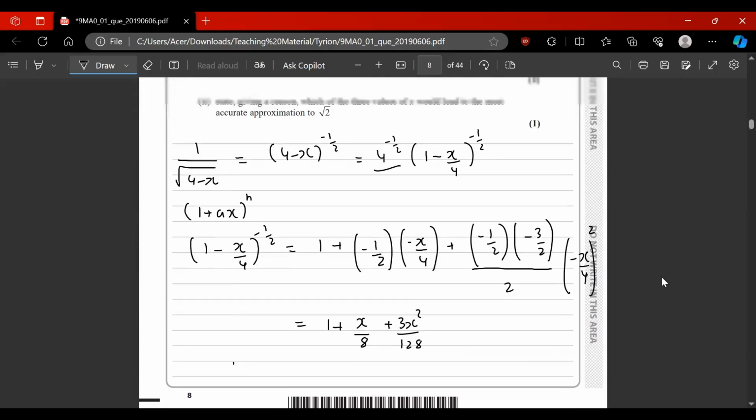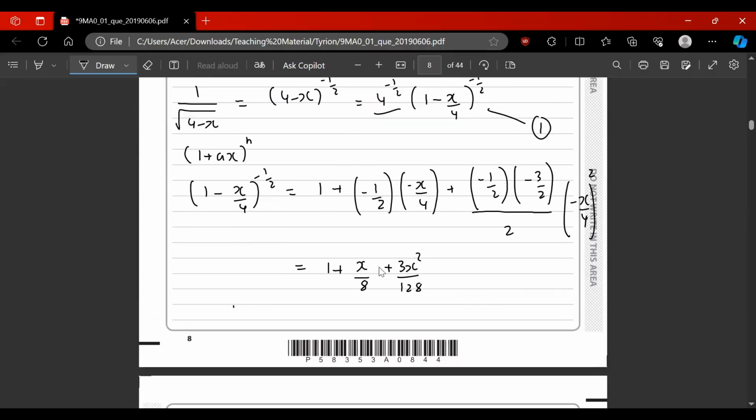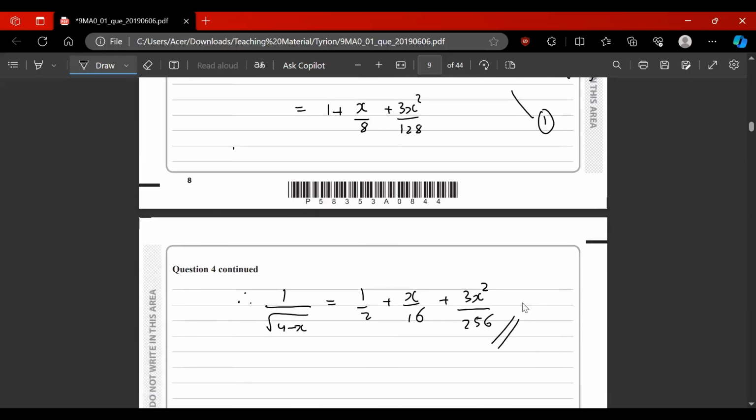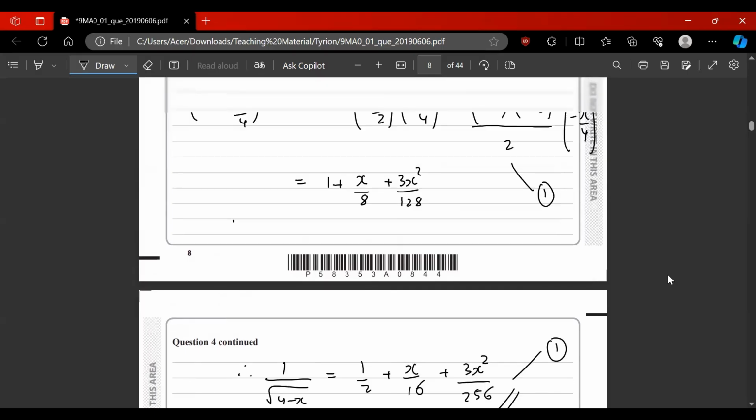So the marks distribution, once again: making sure that your expression is in the correct binomial form gives you 1 mark. Using the correct form, once again, another mark. And then the correct expansion with the substitution gives you another mark. And your final answer gives you the final mark. All right, on to part B of this question.